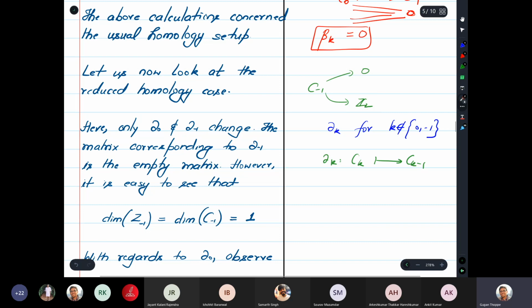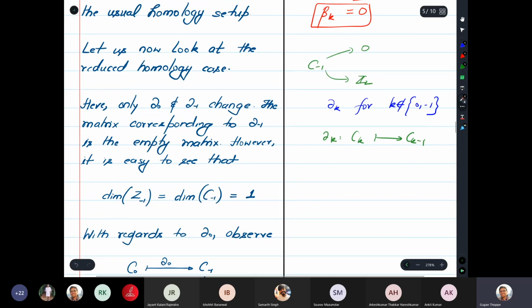So this is only going to affect ∂_0, because C_{-1} will appear here, and ∂_{-1}, because C_{-1} will appear over here. These are the only two operators affected by this change of C_{-1}. Correspondingly, we only have to worry about the matrix representation for ∂_0 and ∂_{-1}. Now for ∂_{-1}.